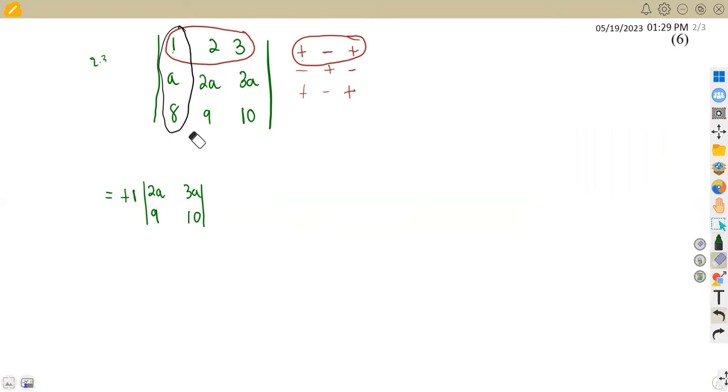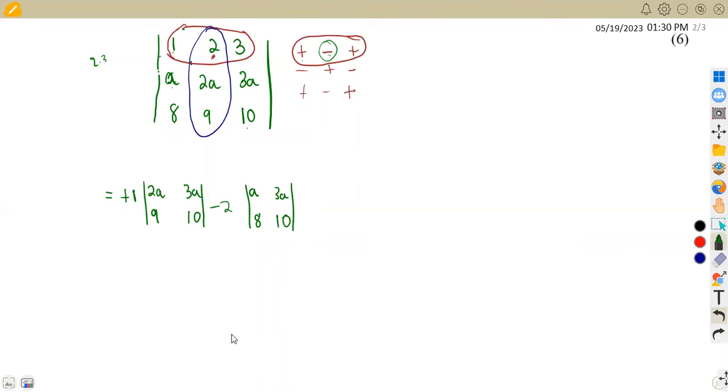We move on to 2. This time, we are no longer considering this part here. We are focusing on this part where there is a 2. We do the same thing: close the row, which is already closed, where there is 2, and close the column where there is a 2. From the sign that we have here, it's a minus. 2 corresponds with a minus, so that's minus times 2, which is minus 2, times the determinant that remains after closing the row and the column where there is 2. We remain with A here, from this part we remain with 3A, from this part with 8, and from this part with 10. So we have determined the part of 2.